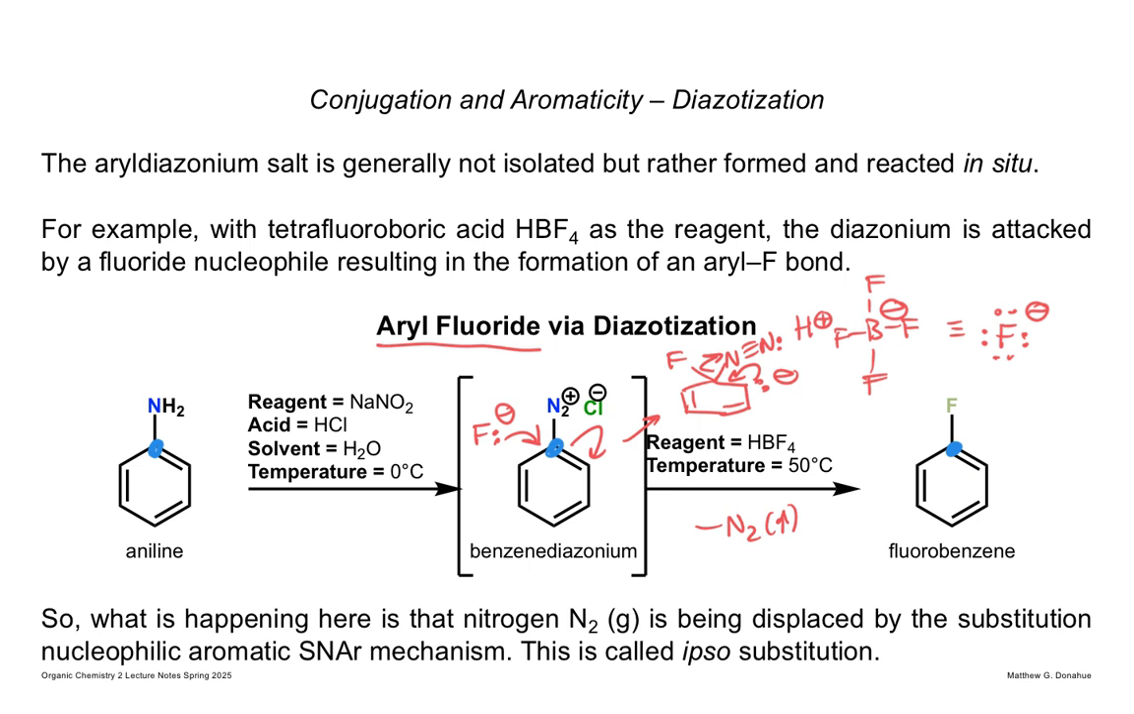So as drawn on this slide, that mechanism is called SNAR, so substitution nucleophilic aromatic. And because an existing group is being substituted, this word ipso is used. And that's just terminology specific to this class. I don't think I use ipso in my everyday conversations at all. So that's what it means here if you were to see it in something that matters.